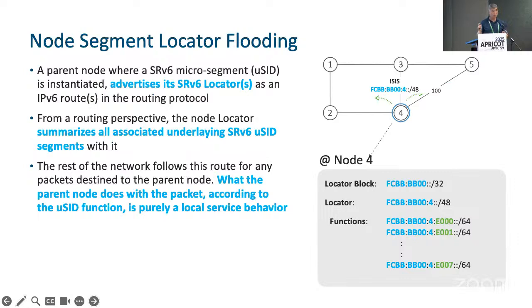Okay, so we finished the definition for SRv6. We finished the definition for macro segments. And now we're looking at how we flood it, how we gather that information to be populated in your network so that every node can easily address the nodes in the network so that we can do the forwarding.